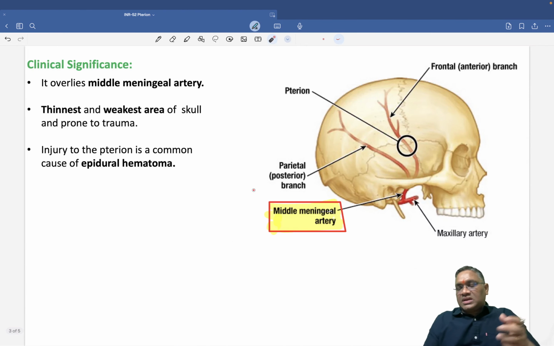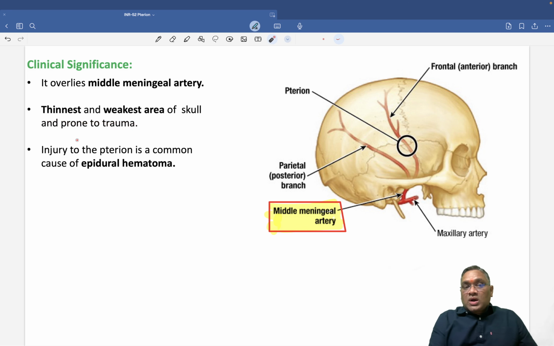What is the clinical significance of this pterion? As you can see, in this pterion there is an artery passing which is called the middle meningeal artery, right? So pterion overlies the middle meningeal artery. Second important thing, pterion is the weakest and thinnest part of the skull. Remember, it is the thinnest and weakest part of the skull.